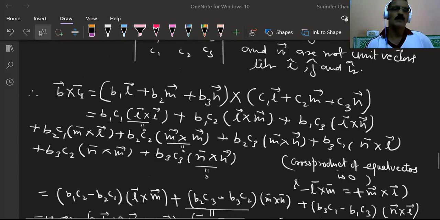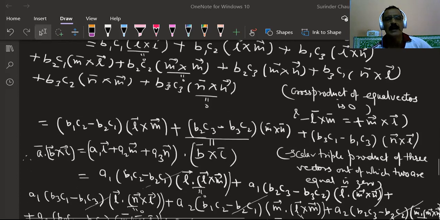So when you multiply the B and C vectors, we will get 9 terms, 3 from each and their cross products. We know that the cross product of equal vectors is equal to 0. Now substitute: L cross L equals 0, M cross M equals 0, N cross N equals 0. We are left with 6 nonzero terms.